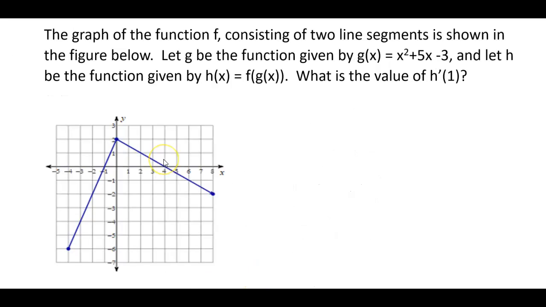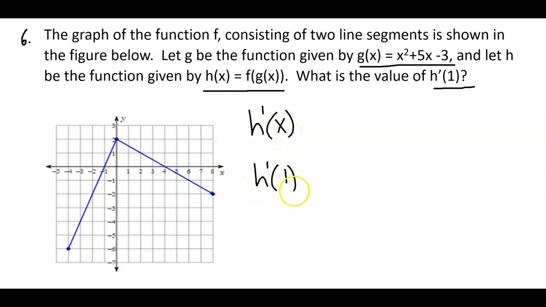All right, let's go ahead and move on to number 6. The graph of the function f consisting of 2 line segments is shown below in this figure. Let g be the function given by this, and let h be the function given by this. We want to find that. So, once again, same 2 steps as the last one. First of all, we want to find out what is h prime of x, and then after that, we want to find out what is h prime of 1 by plugging in 1 to our derivative.